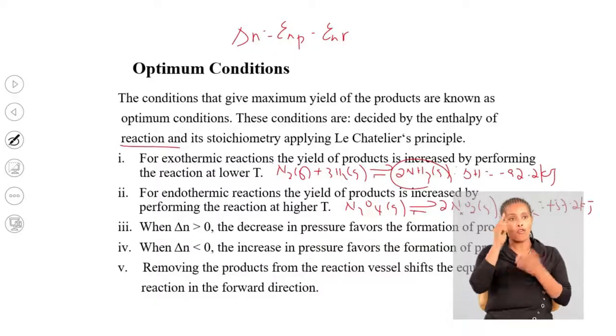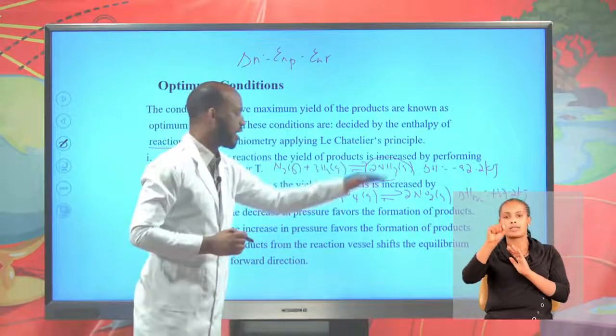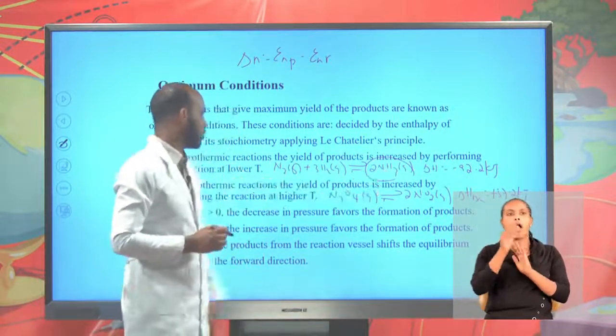Four, when delta N is less than 0, take this as an example. Delta N is less than 0: 2 minus 4 is minus 2, which is less than 0. If you increase the pressure of this equilibrium reaction, equilibrium shifts to the side with fewer moles, to the product side. Formation of ammonia is favored.